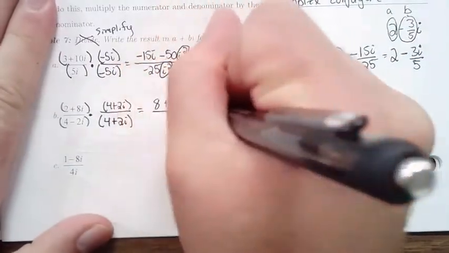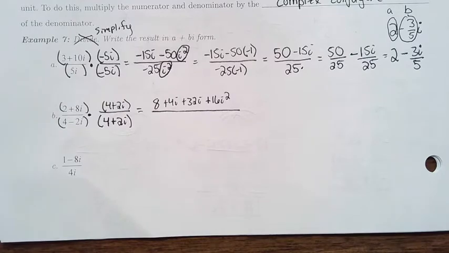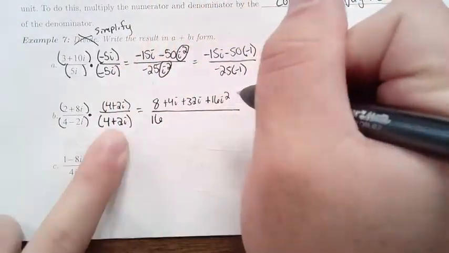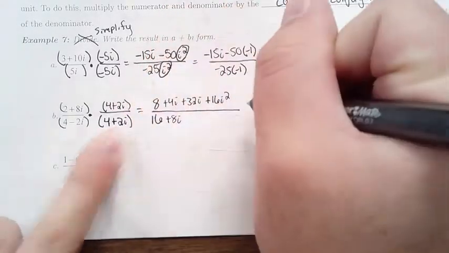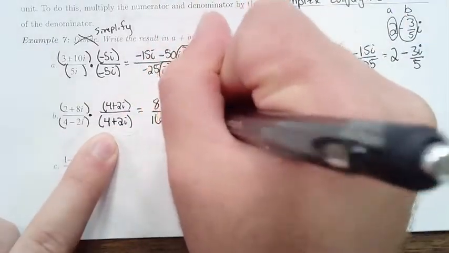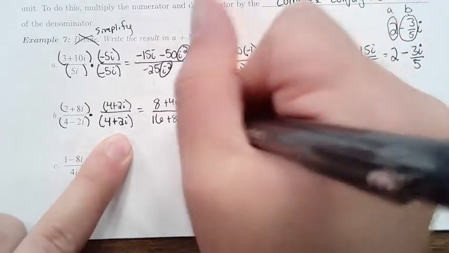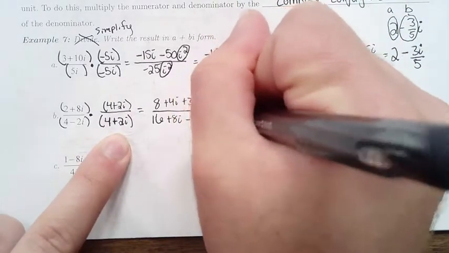Now I'm going to draw in my fraction bar, and I'm going to multiply all the way across the bottom as well. So I'll do 4 times 4 is 16. 4 times 2i is a positive 8i. Negative 2i times 4 is negative 8i. And negative 2i times positive 2i is a negative 4i squared.